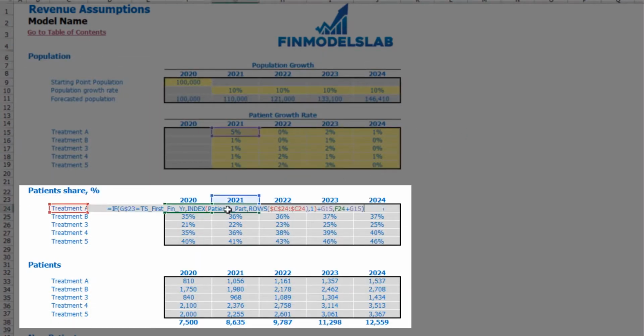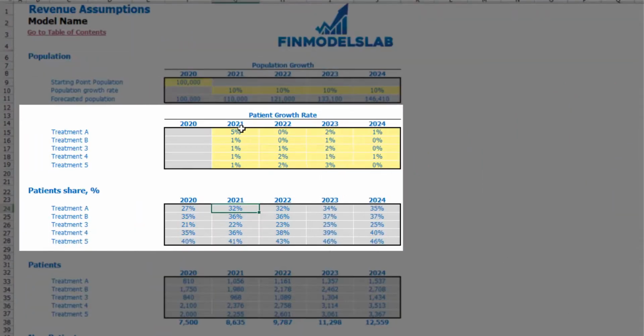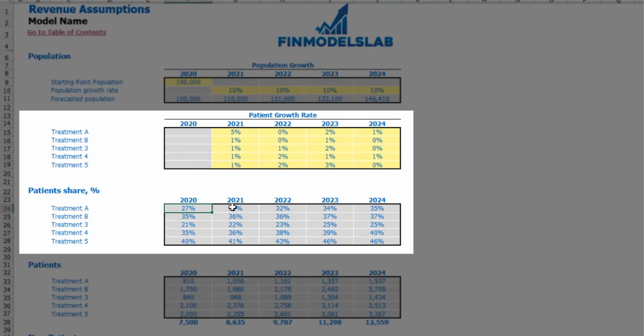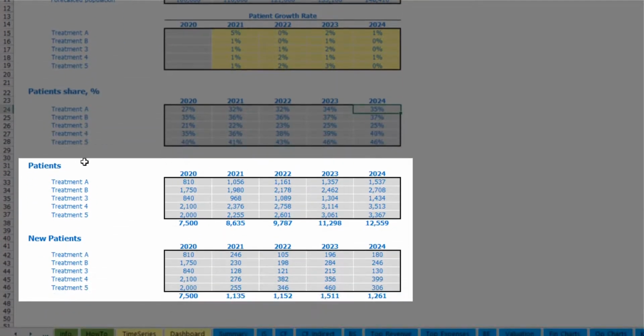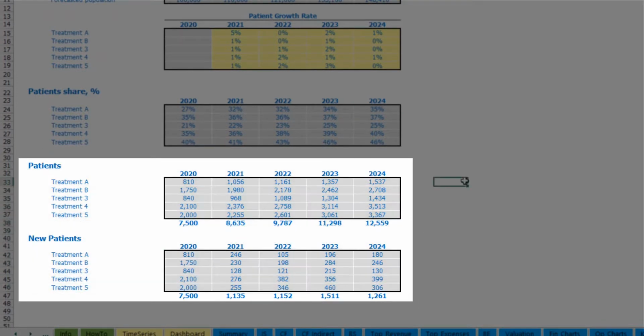So you may see the calculation of patient share depending on the amount which you input on the dashboard in here, and patients growth rate here. So 27% was the starting point plus 5%, and in the next year you will have 32% for the treatment A, etc. So based on all these assumptions of the revenue tab and dashboard tab, you have the calculation of patients and new patients by years and by treatments with some total amounts.